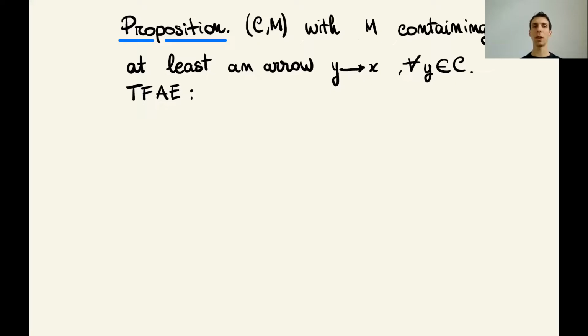So let's try to link these notions together. Pick a two-category C with a marking containing at least an arrow of the kind Y to X for any Y. See, X is our wannabe terminal object. Then the following conditions are equivalent. The embedding of X into C with this marking M is final, final in the sense of two-colimits, like we said before.